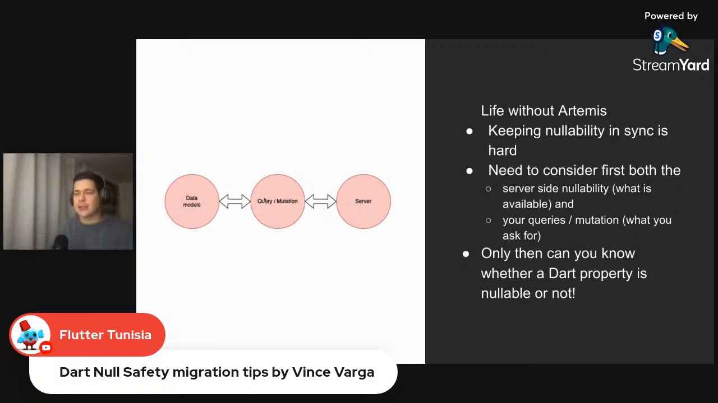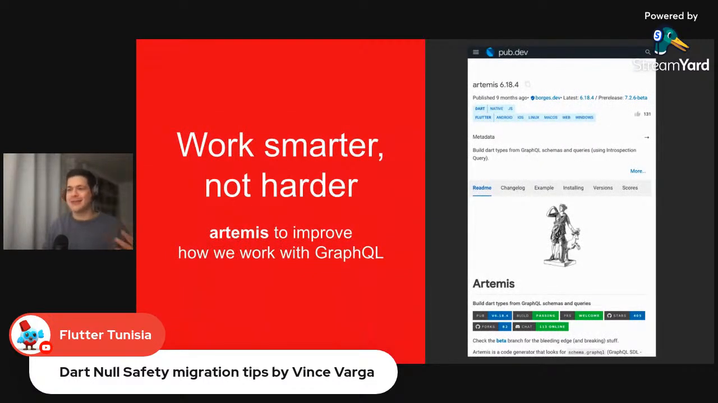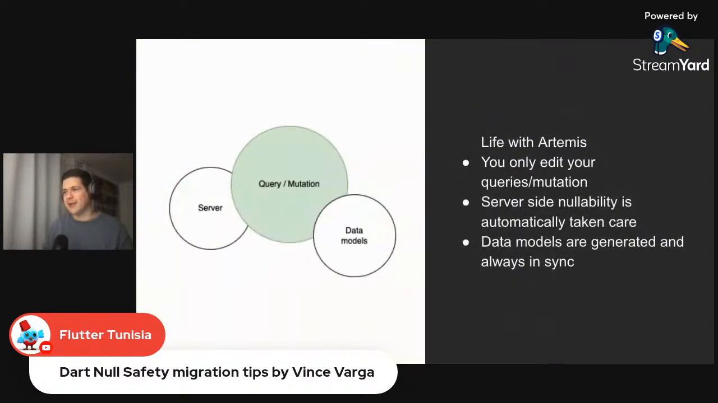What can also happen is that when you write your data models, you check your server and you see that something is not nullable, but actually in your queries, you don't ask for that value, then obviously that value will not be there. So maintaining these three places in regards to nullability is very, very hard. And then Artemis can help you with that.